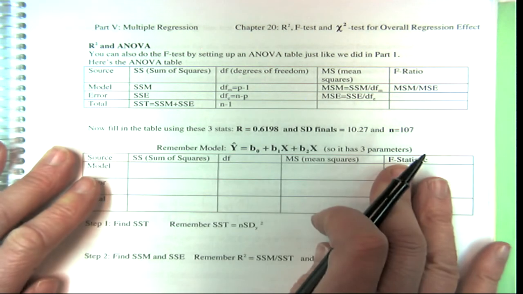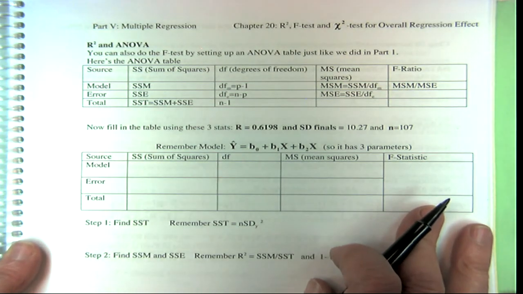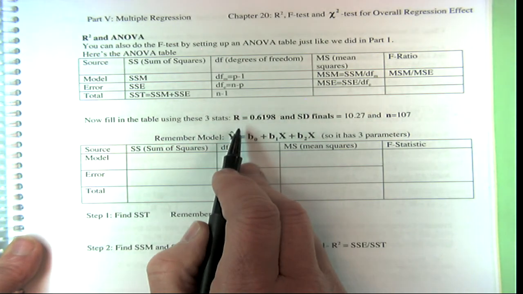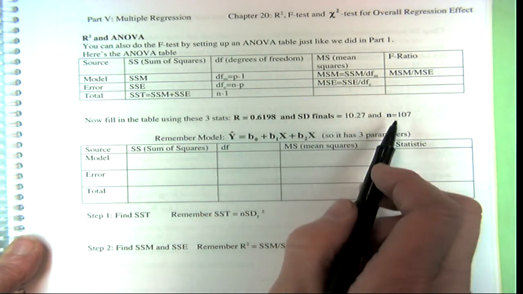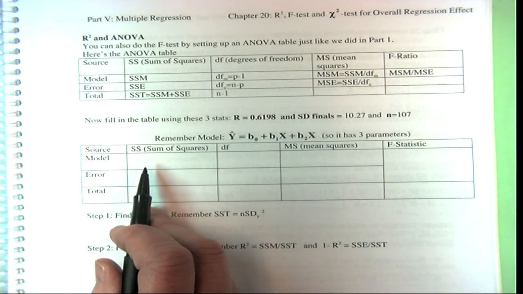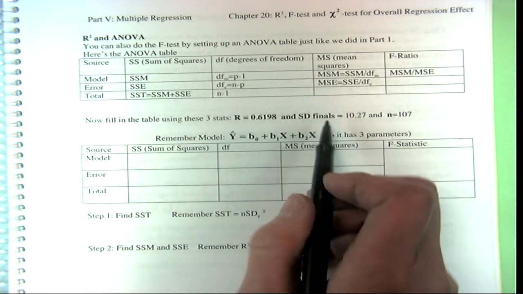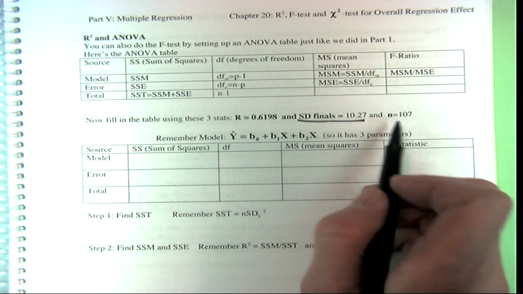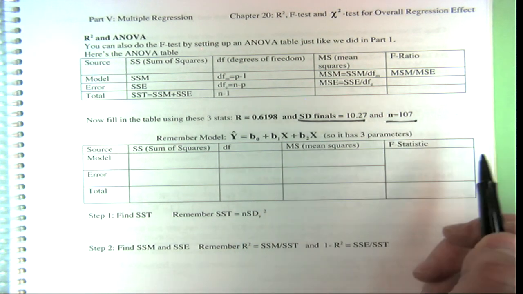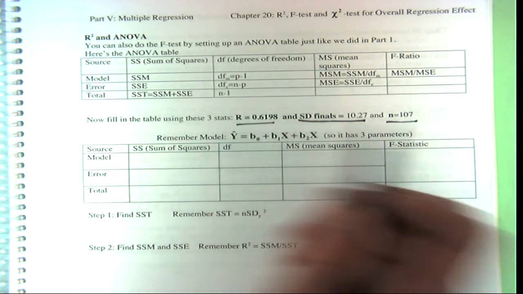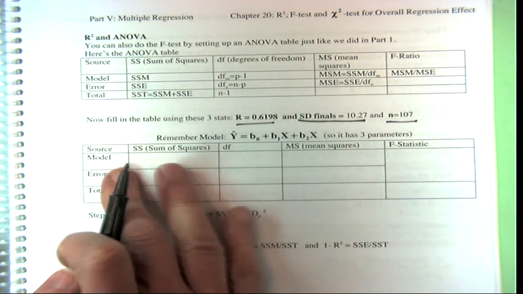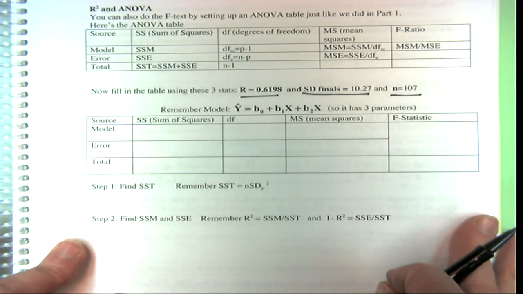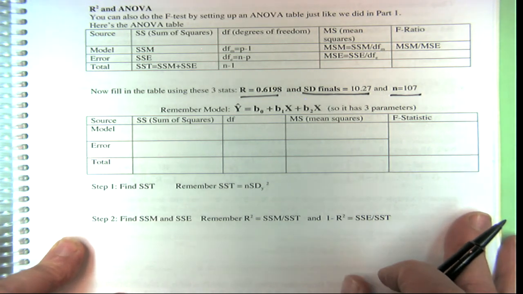All right, so let's just do this same example. Fill in this table. What are we given? Let's say we're given the standard deviation of the finals. We're given that n is equal to 107 and r. This is what we know. So we could also fill out this table and arrive at the same F stat.